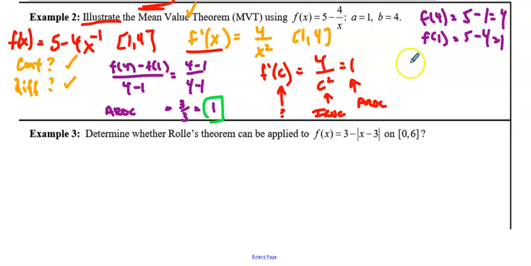And so we're going to cross multiply. We're going to get 4 equals c squared, and we're going to get c is equal to positive and negative 2. But we have to look at the actual interval itself. The interval is from 1 to 4. So the answer here is going to be 2.